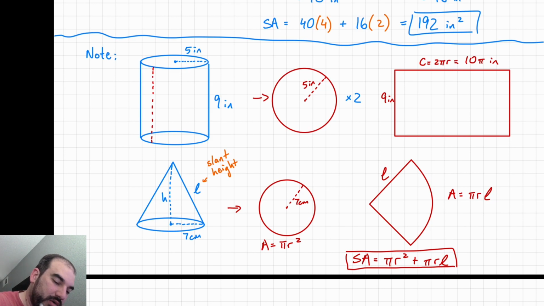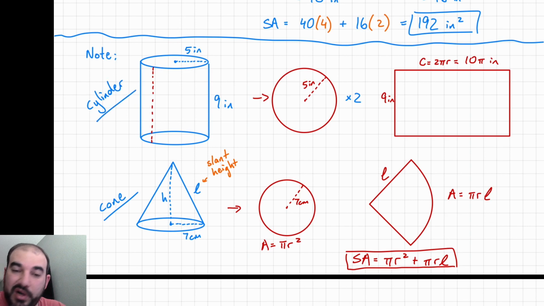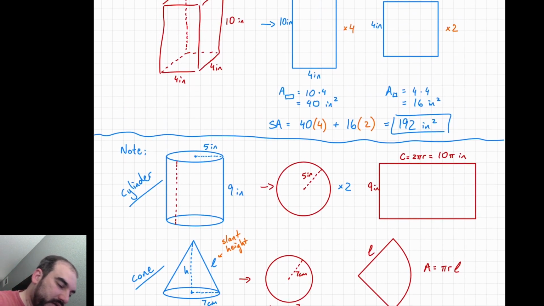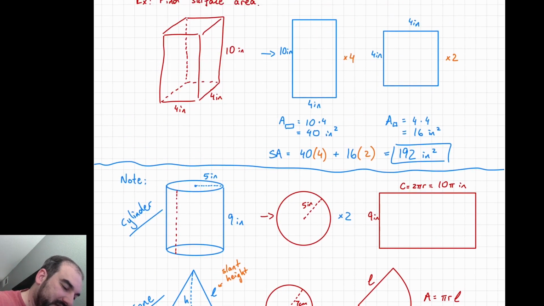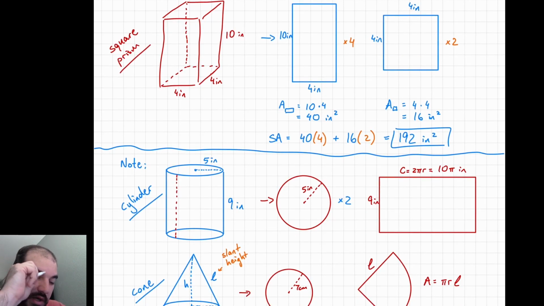Right, so if you see a cone, you can use that surface area formula to find its surface area. This is a cylinder, which is in fact a prism, the previous example. And then this, if you want to write down the name for the first example we did, is called a square prism. Right, it might be helpful to know some of these names.